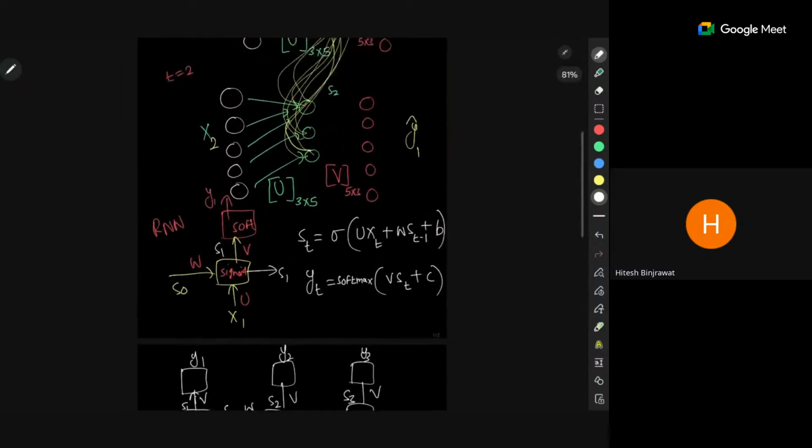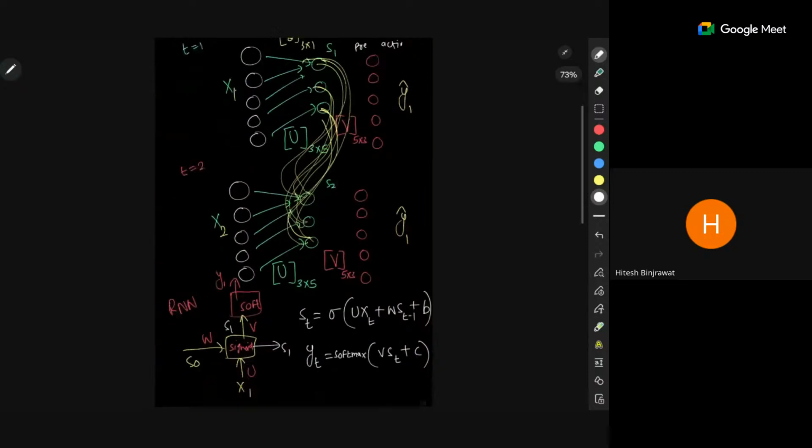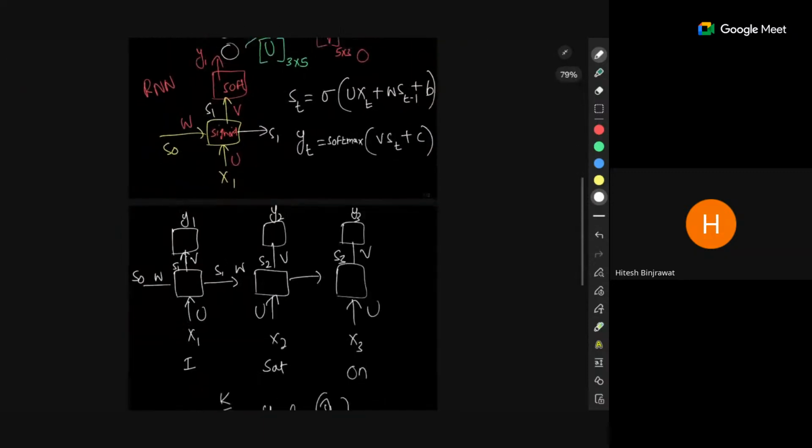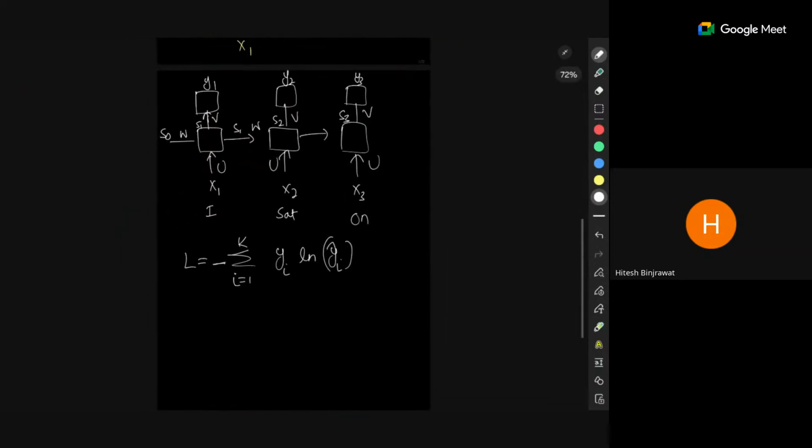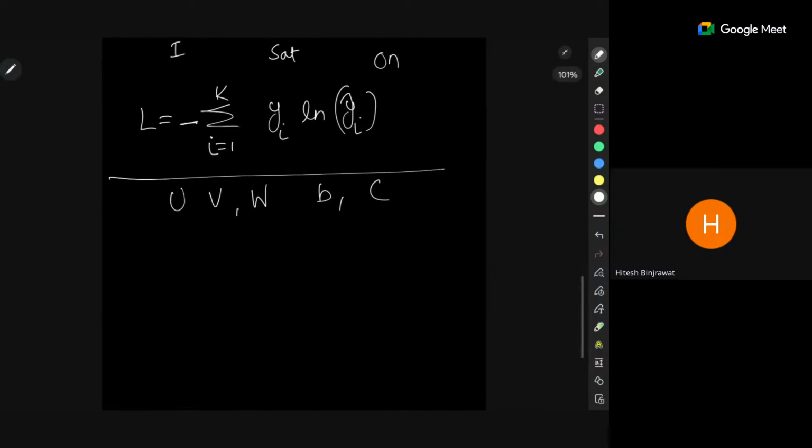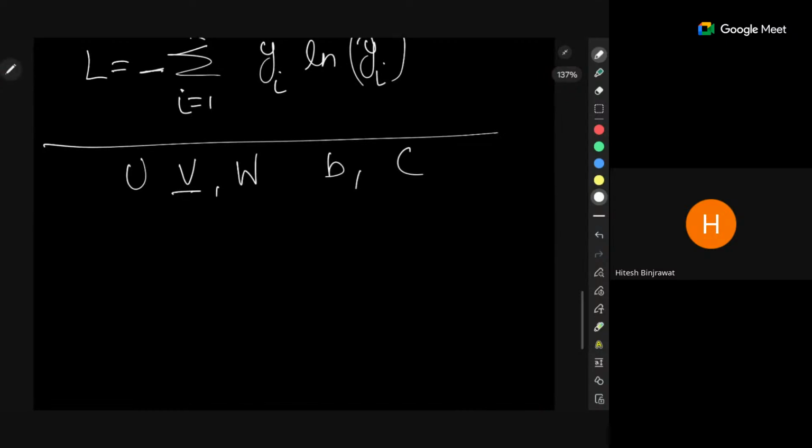Now the backpropagation part. How many weights do I have to update? I have to update U, I have to update V, I have to update W, and B and C, right? So these five kinds of weights I have to update. The easiest in this is the V part, and C also. Both are the same thing, nothing much changes here.